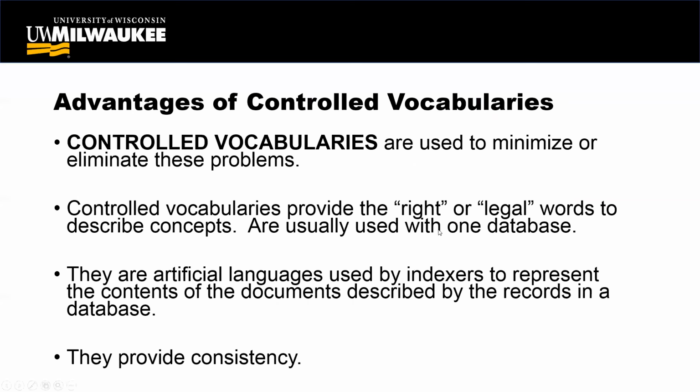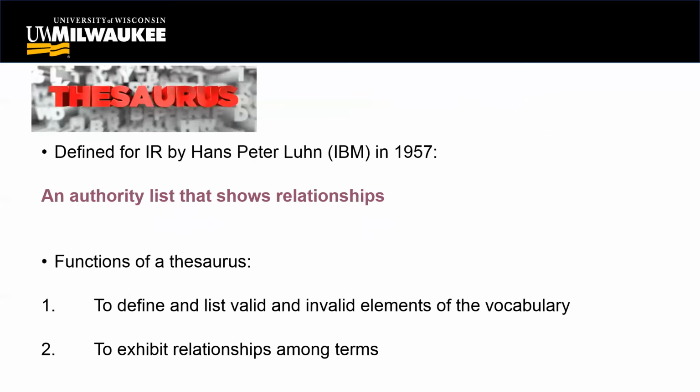And they provide the more legal or right words, or the authorized terms for those concepts, right? And they are also an artificial language used by the indexer to represent the contents of documents. They normally provide consistency because the indexer cannot use their own words. They have to use the terms in a thesaurus. So what is a thesaurus? A thesaurus is a list that shows relationships among terms.